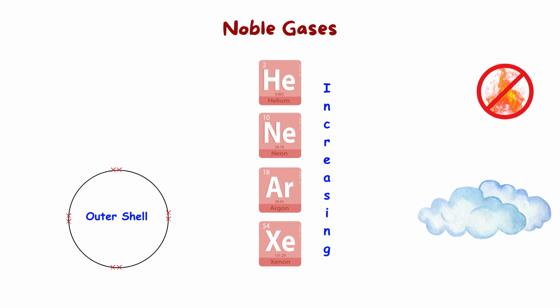Another notable feature is that noble gases are non-flammable. They cannot catch fire or support combustion. Lastly, one trend that you should remember is that the boiling points of noble gases increase as you move down the group, which is similar to the trend seen in halogens. And that's essentially everything you need to know about halogens and noble gases.